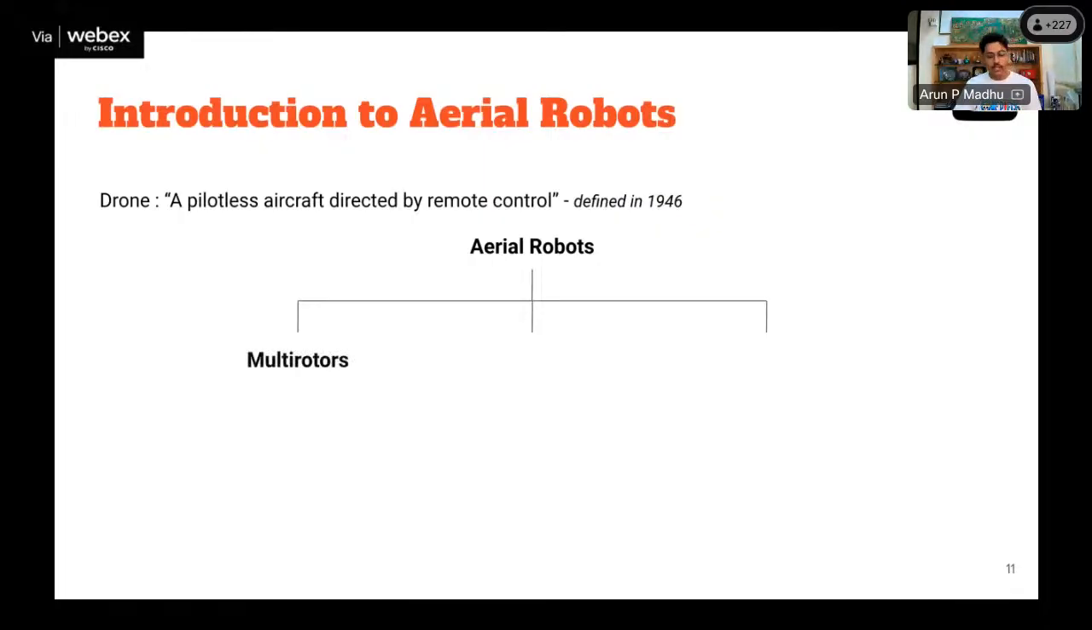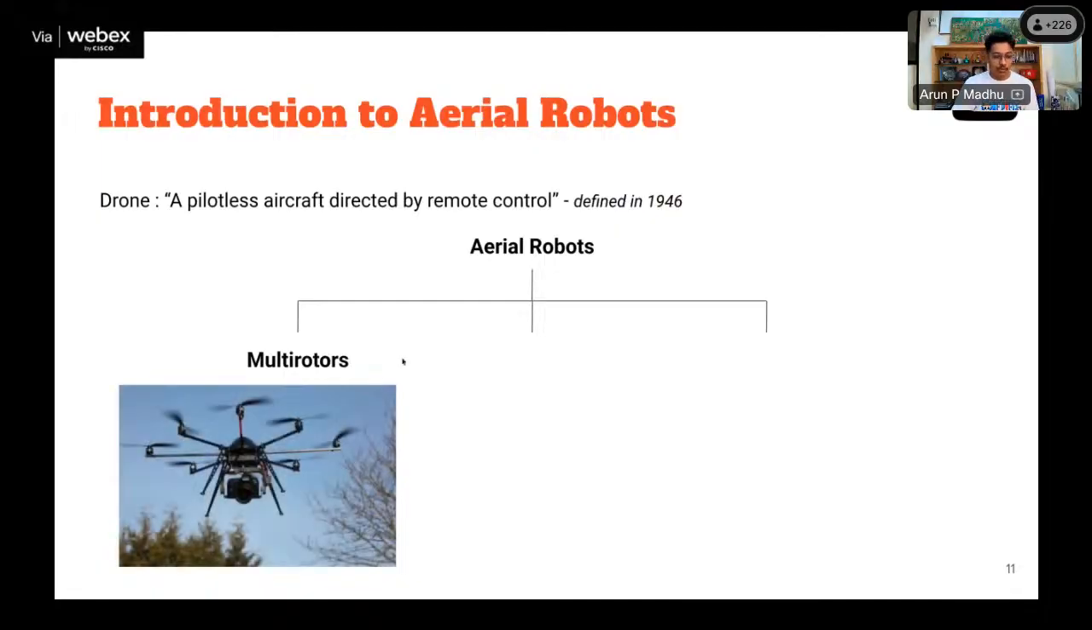Then we can see some of the different classifications of drones. One is multi-rotors. Multi-rotors means you will have more than one motor.